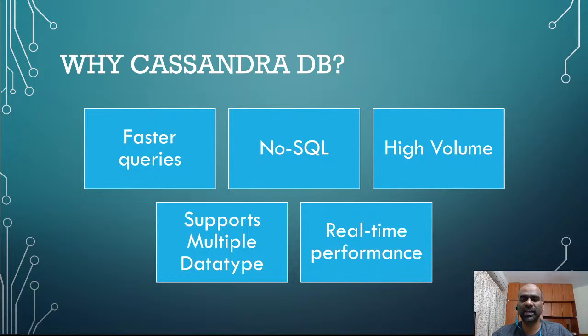We are going to see in detail how it supports high volume. It also supports multiple data types. In case of SQL, it mostly supports trivial data types like number, text. Yeah, it supports some file saving, but it's not the right database to use for files. You might use blobs. And it also gives you real-time performance. So you understand why Cassandra DB. We're going to explain why it supports multiple data types, faster queries, or high volumes when I explain the row-based and column-based approaches.